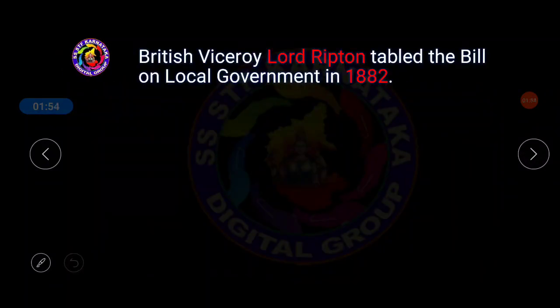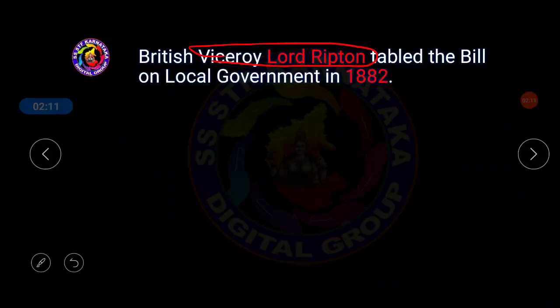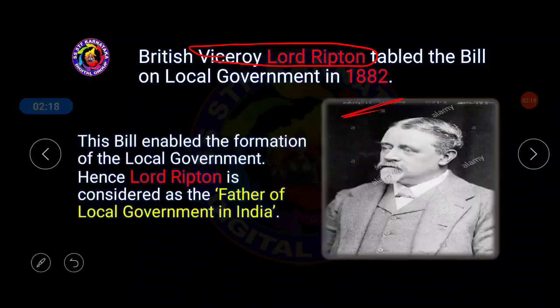Next one, the British Viceroy Lord Ripon. When the Britishers came and started to rule in India, at that time Lord Ripon, the Viceroy, was the British head in India. The head of the British in India, earlier they used to call it the Viceroy. So Viceroy Lord Ripon tabled the bill on the local government in the year 1882. Because of this initiative, and the bill tabled for the formation of the local government, Lord Ripon is considered the father of local government in India.